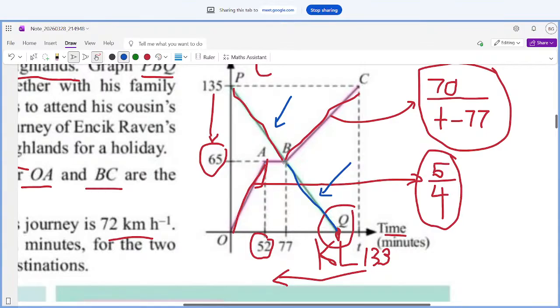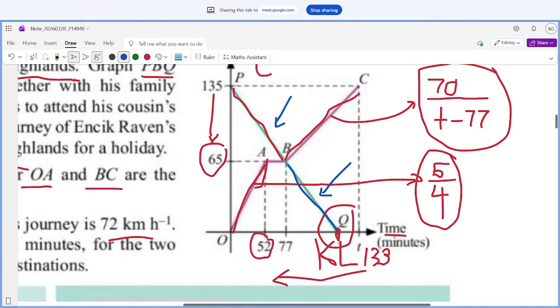Wait, let me see. 77 minus 52. Wait. BP, right? 135 minus 65 over 77. Not yet. Try again. Guys, BP, gradient of BP. So basically 135 minus 65 over 77 minus 0. Correct? Okay, y2 minus y1 over x2 minus x1. So you guys should get 0.9090, or 10 over 11. Correct. Okay, 10 over 11. So yeah, this is BP.